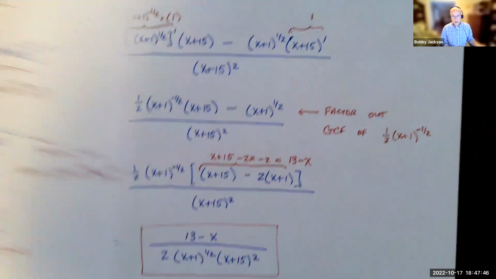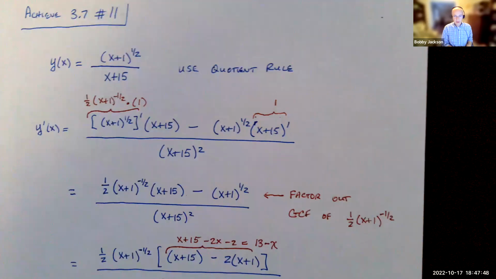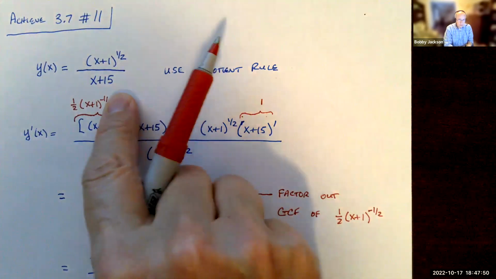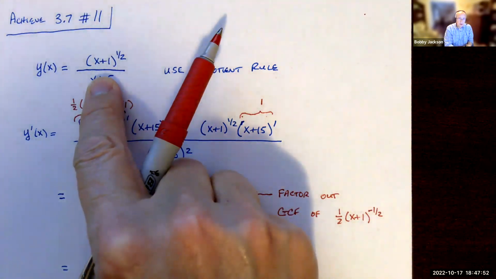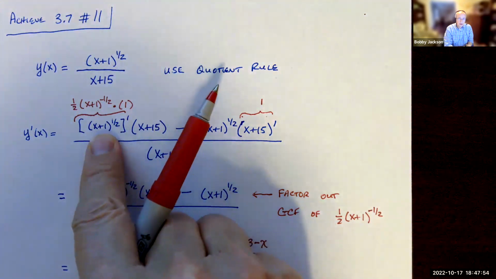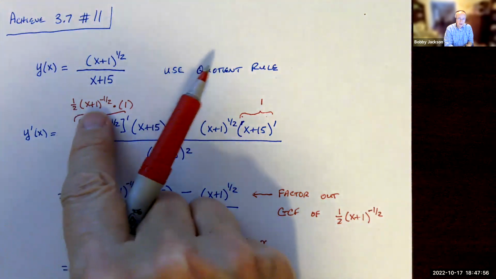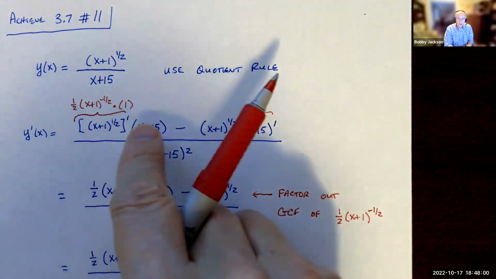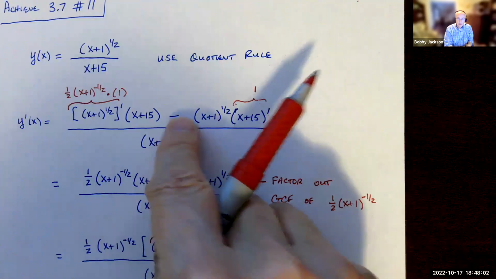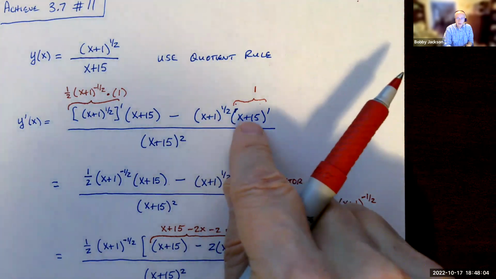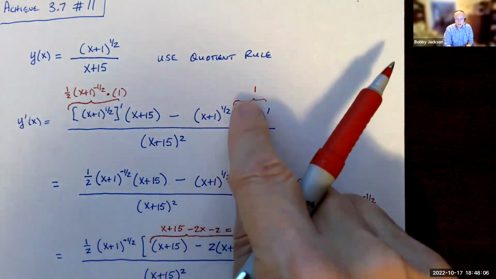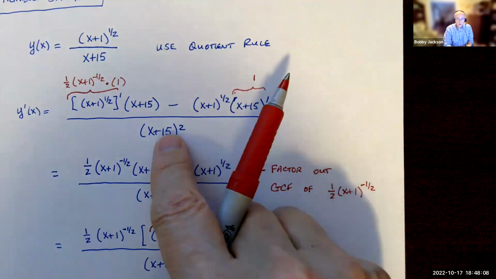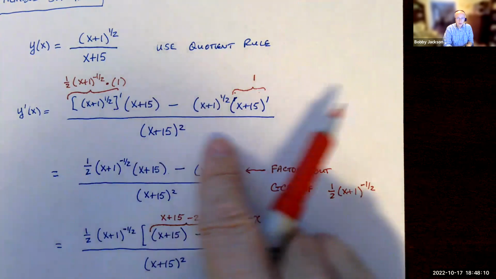Let me show you how to do it with the quotient rule. Some of you might have tried it that way. If we straight up use the quotient rule without rewriting, we take what? The derivative of the top. And we've already done that, right? By the chain rule, that's 1/2 x plus 1 to the negative 1/2 times 1. We already did that in the previous problem. Times the bottom function minus the top times the derivative of the bottom function, but the derivative of x plus 15 is just 1. All over the bottom function squared. So that's the quotient rule.